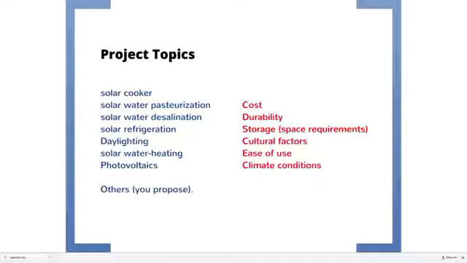Solar water heating. Solar water heating is, of course, very, very common now. I would say China is probably the biggest user of solar water heaters. Germany, if you've ever been to Germany, you'll see this all over the place. The black panels on the roofs. Of course, and photovoltaics. And then others, whatever you can come up with.